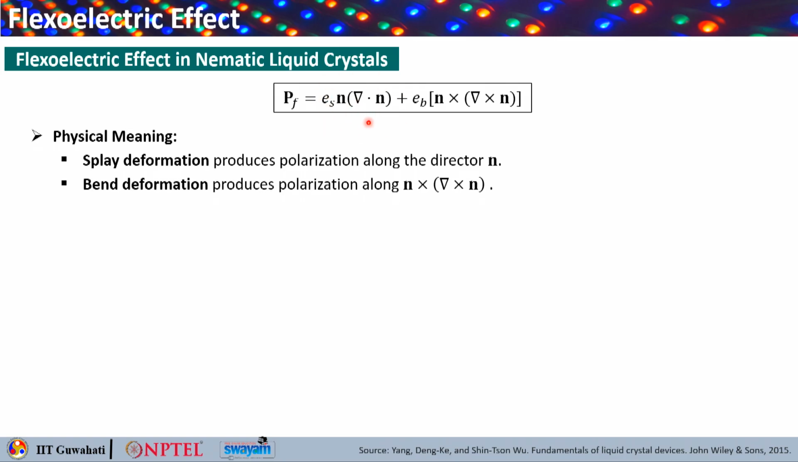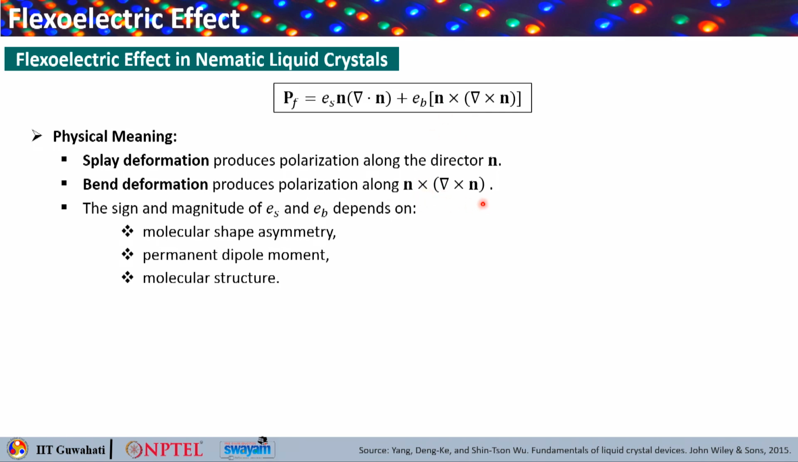It's a dot product. When you see the bend one, that bend deformation produces polarization along n cross curl of n, okay. And another important thing is that the sign and the magnitude of these two coefficients depend on the molecular shape asymmetry, permanent dipole moment, and also the molecular structure.